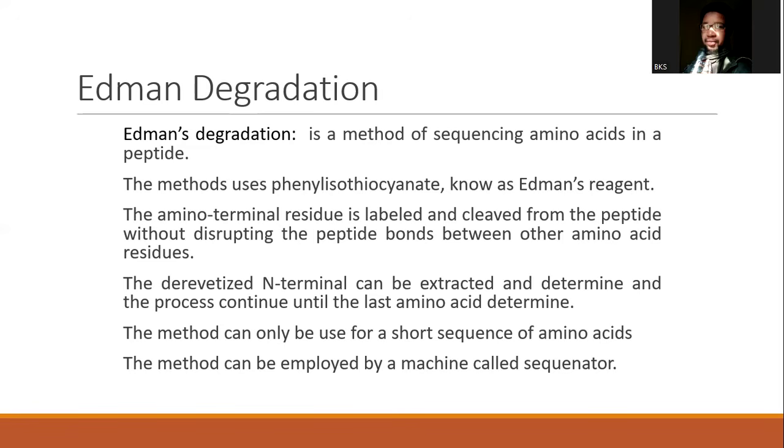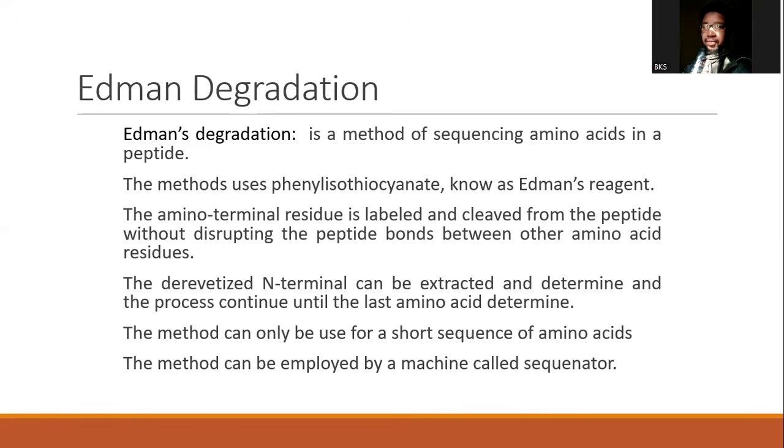So the adduct can be converted. Initially, it forms anilinothiazolinone. This anilinothiazolinone, in an acidic environment, is converted to phenylthiohydantoin. So phenylthiohydantoin can be derivatized to something that can easily be isolated and then detected to determine which amino acid that is.